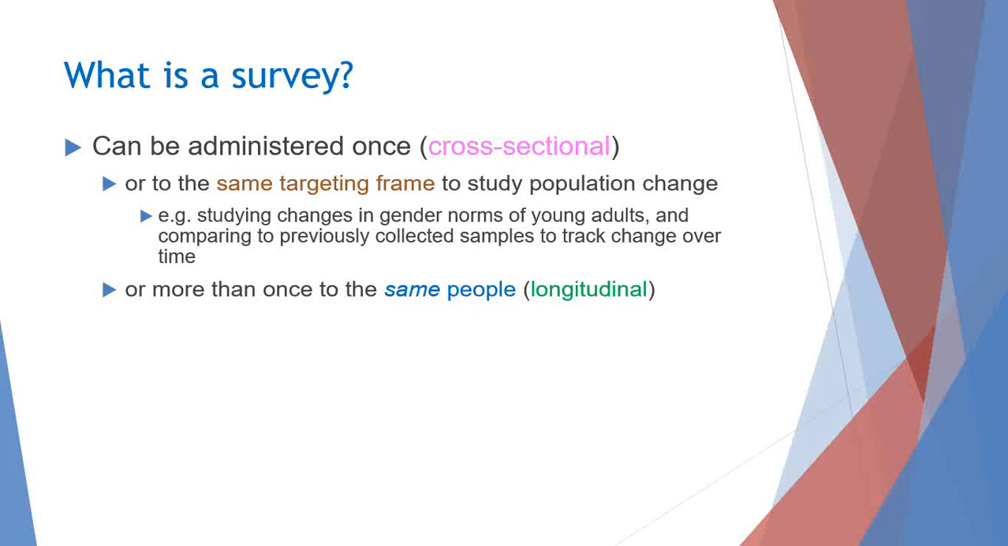So, studying gender norms of young adults, obviously this has changed in recent decades. So we might want to compare our study to previously collected samples with that instrument to track change over time. We might also want to administer more than once to the same people, so a longitudinal design. Generally when we think of longitudinal, we think of T1 and T2, or pre and post. But you can actually follow up people over a longer period to actually track change over time.